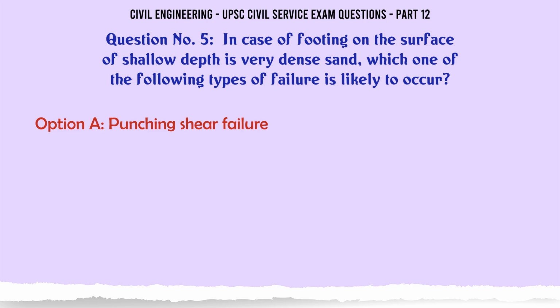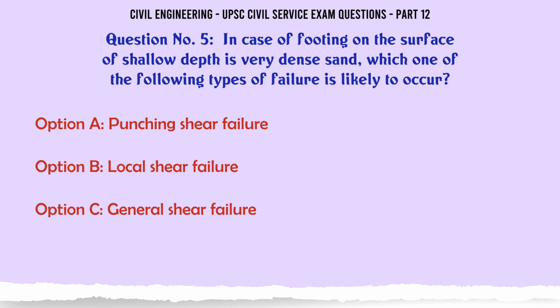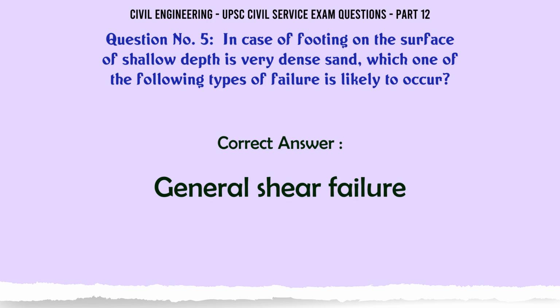In case of a footing on the surface of shallow depth in very dense sand, which one of the following types of failure is likely to occur? A. Punching shear failure. B. Local shear failure. C. General shear failure. D. Any of the above 3. The correct answer is general shear failure.